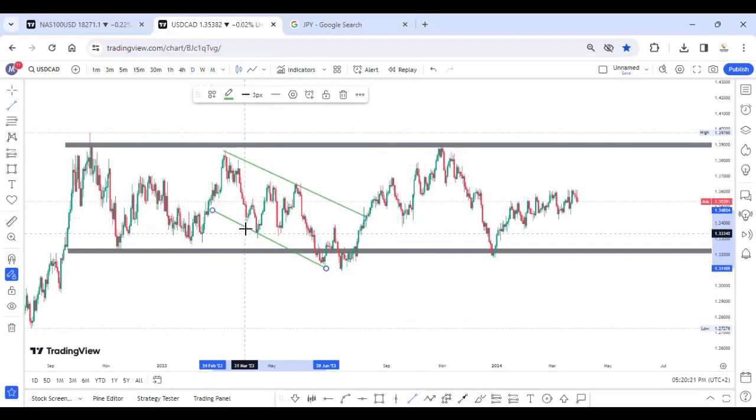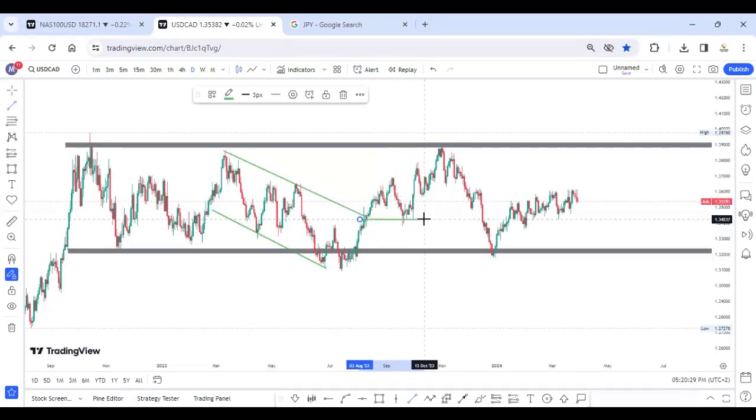As you can see, the market had 1, 2 touches, and then on this level 1, 2, 3 touches, and the market gave us a double bottom and pushed to the upside, retested this level again, broke out, and retested the previous level, which is this level here.